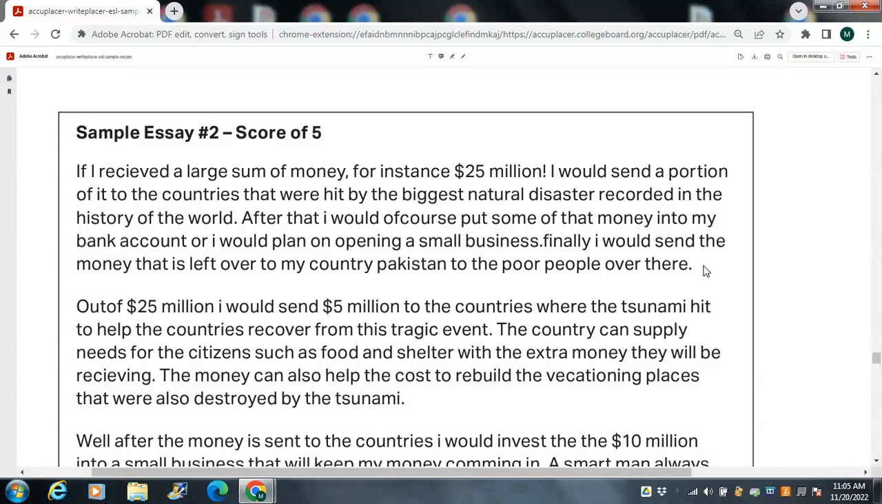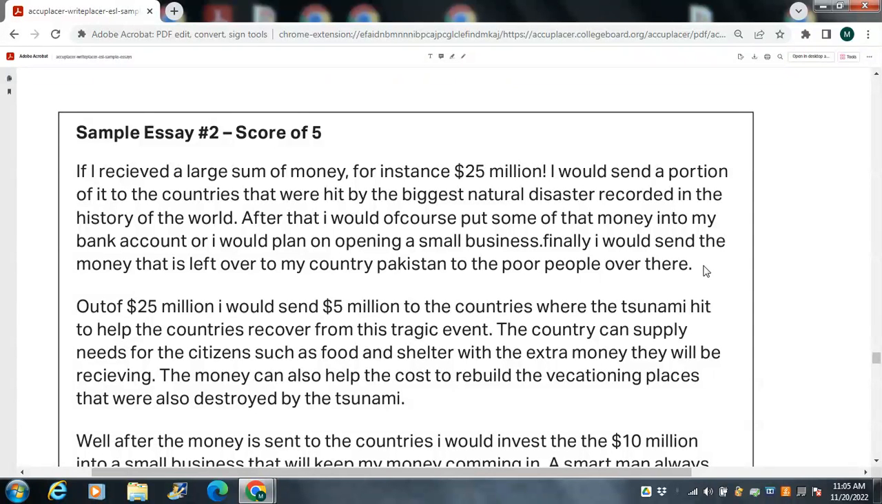As far as word use, they used more words than necessary to get their ideas across. So oftentimes, writers, less is more. So they could have said something like, "Finally, I would send any leftover money to the poor people who live in my country, Pakistan." Something like that. They were a little bit what is called wordy. You can also say verbose. So they added more words than were necessary to get their point across.